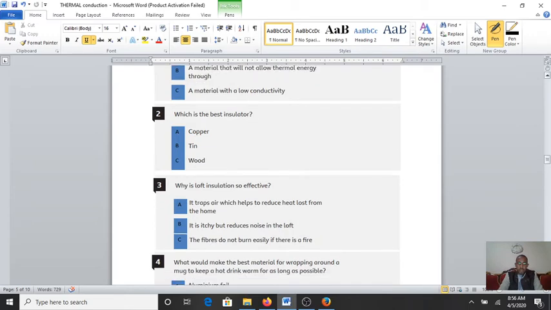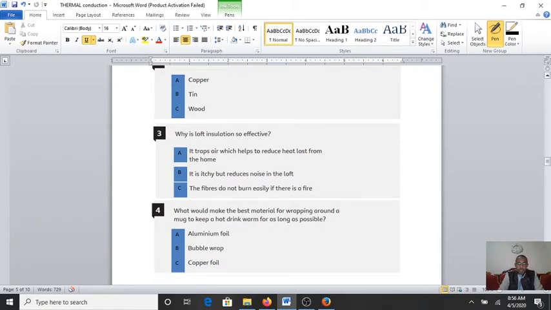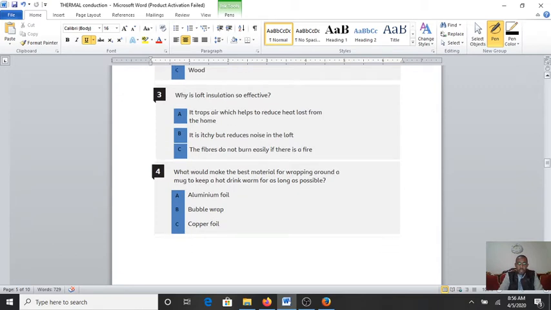Number 1 is finished. Which is the best insulator? Number 2. Why is loft insulation so effective? In the buildings, at the ceilings, they put some insulating material. Why is it so effective? All these things trap air, so it's testing the insulating properties of air.